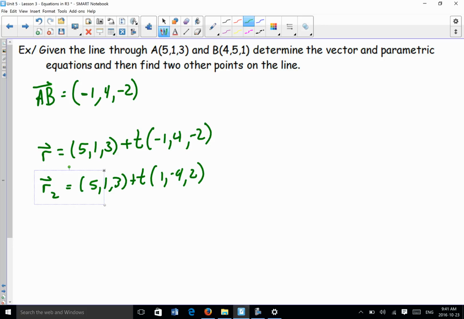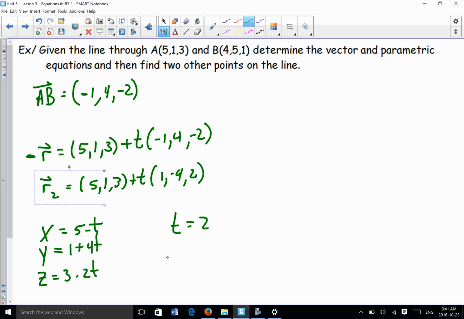Parametric equations. So x would be 5 minus t, using the initial one. Okay, this one right here. Y equals 1 plus 4t, and z equals 3 minus 2t. Okay, so just exactly the same way we did in R2, but we're doing it in R3. It also asks us to find other points on the graph or on the line. So pick values for t, whatever values you want. Start with a nice easy one.